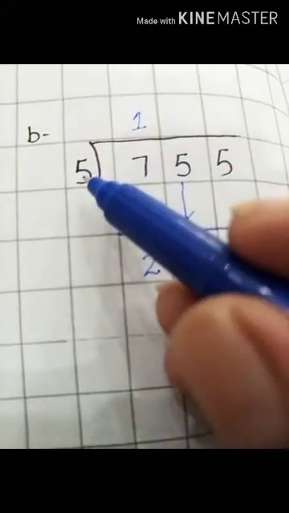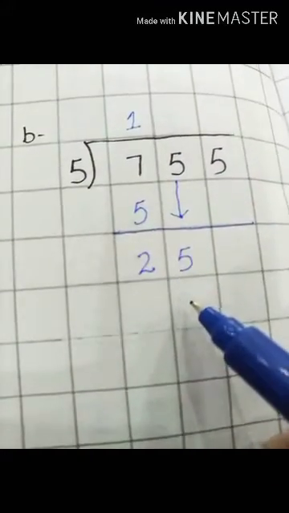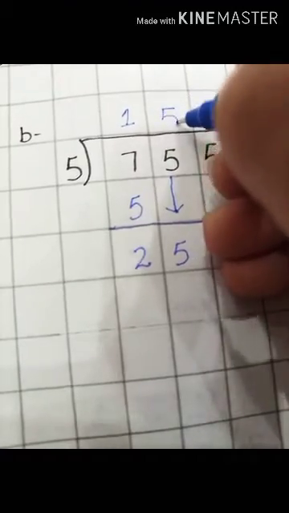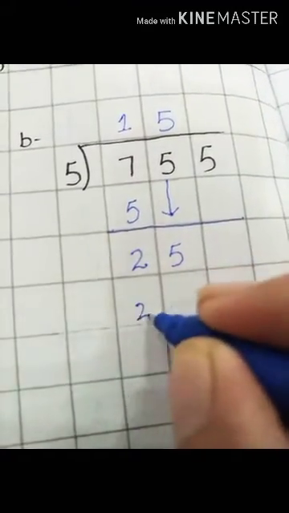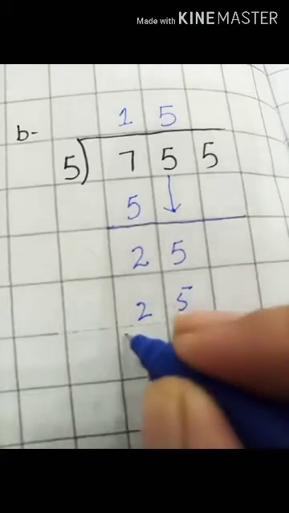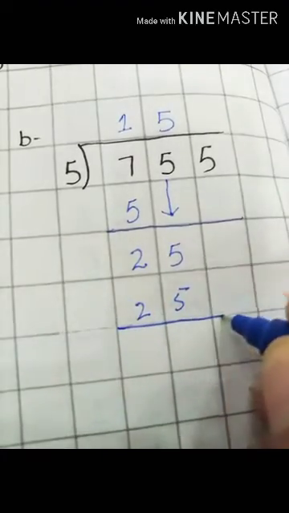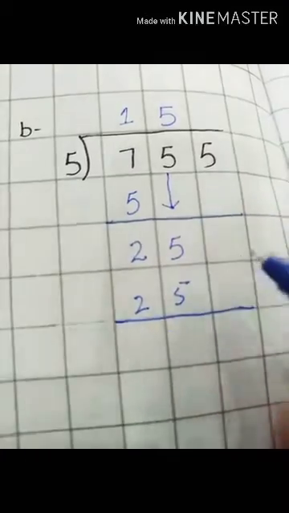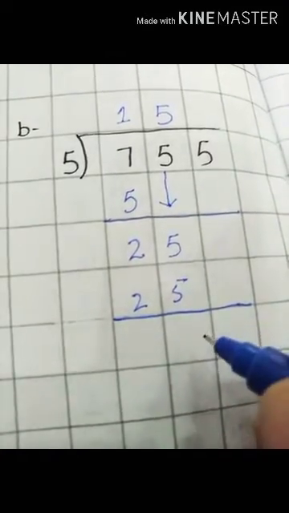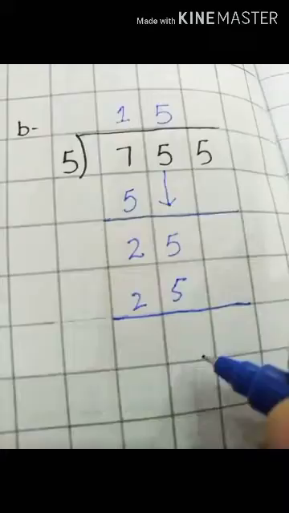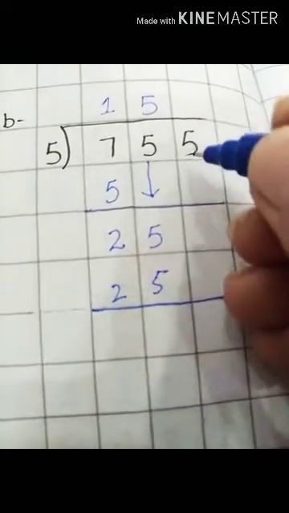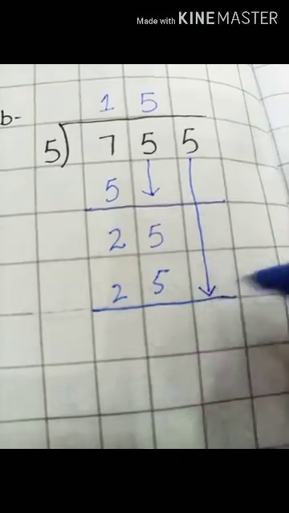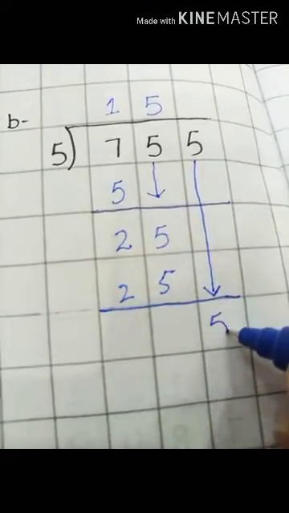In the next step, students, read the table of 5 till the number 25. Yes, 5 5s are 25. So students, here is our number 25. In the next step, we are doing the subtraction. So students, 25 minus 25, or 5 minus 5, is 0. So I will not write the 0 here. In the next step, I am taking the third digit of my dividend down here. This is the number 5.